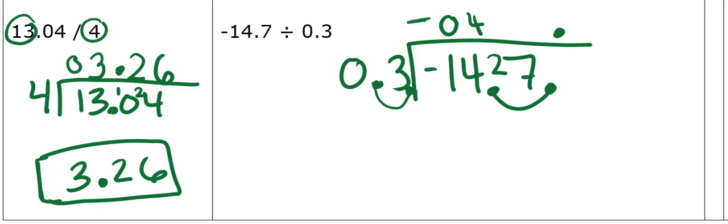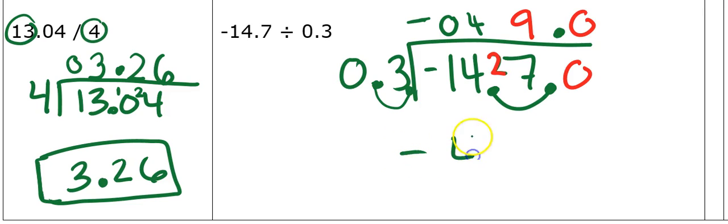Maybe I could do that in a different color for my remainder. 3 goes into 27 9 times. And 9 times 3 is 27. So I get no remainder. I could keep going, and I would just get 3 goes into 0 0 times. I get negative 49.0, which is just the same as negative 49.